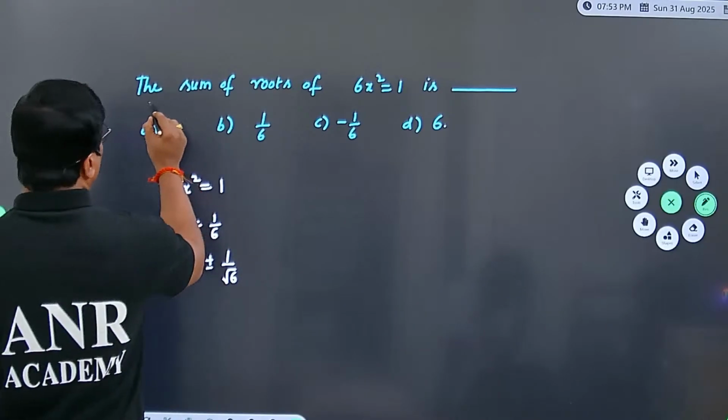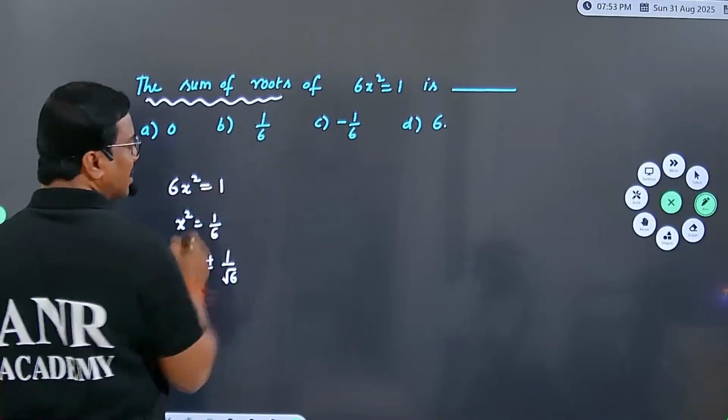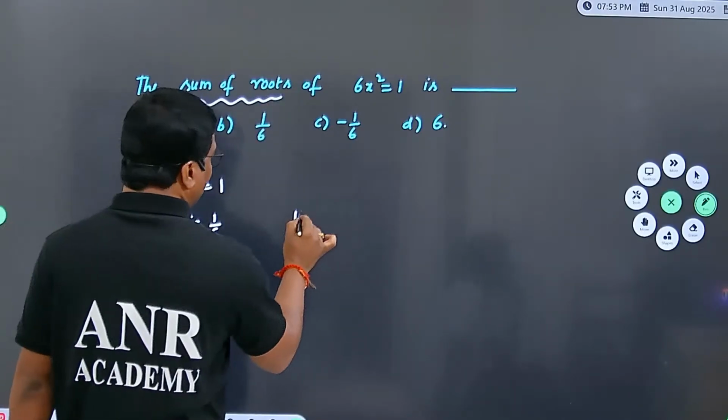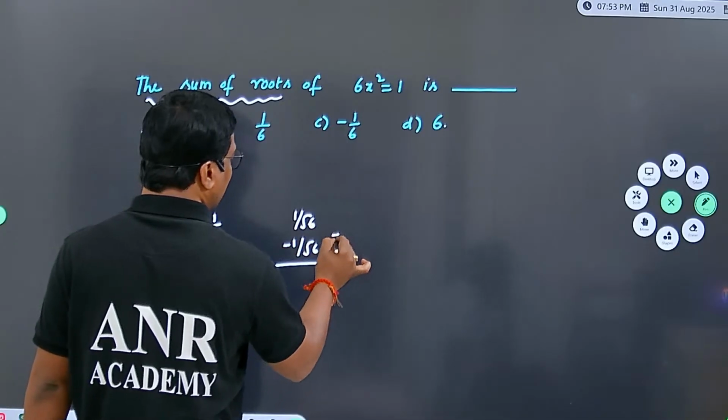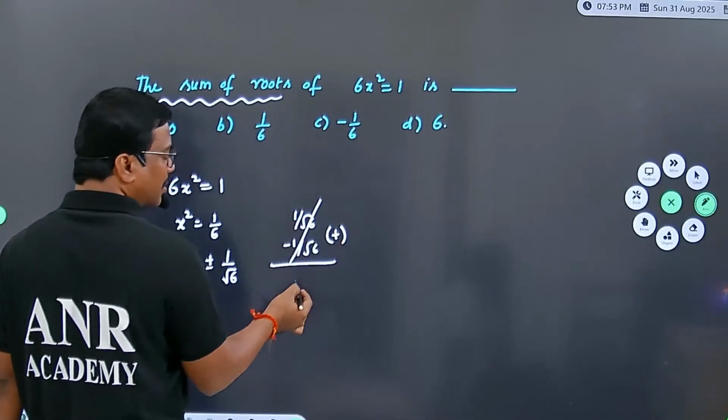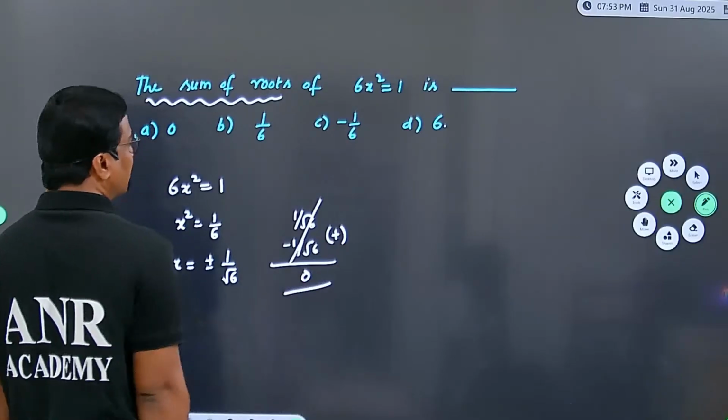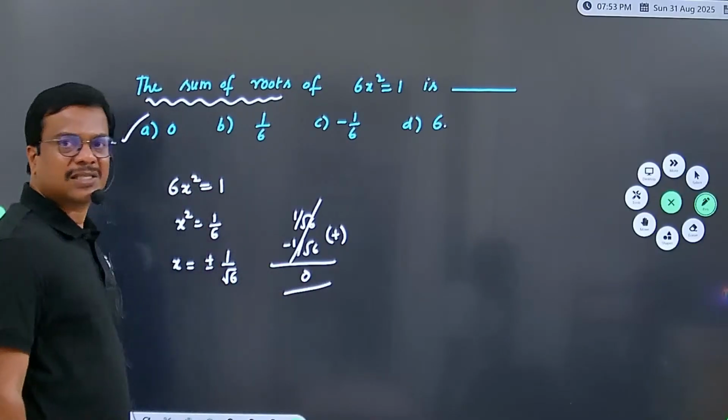The aim is to find the sum of roots in this. One root 1 by root 6, another root minus 1 by root 6. Adding these two terms, they get cancelled, result 0. So option A is the right answer.